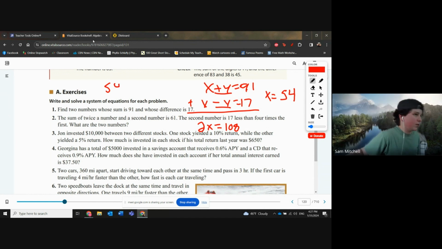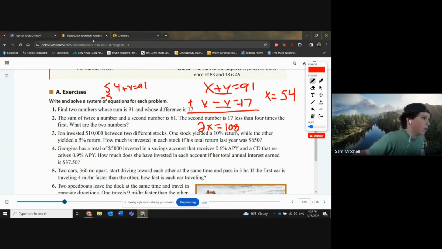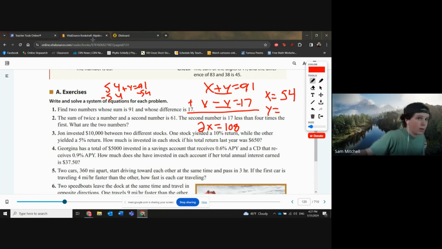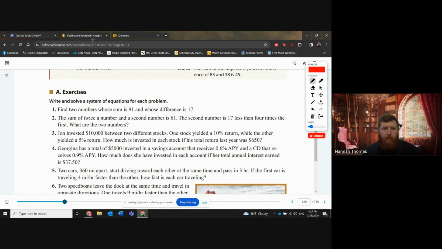So now we have 54 plus y equals 91. To get y by itself, you subtract 54. And y equals 37. Good job. So that's your answer. x is 54, y is 37. Yep. Okay. What about number 3?